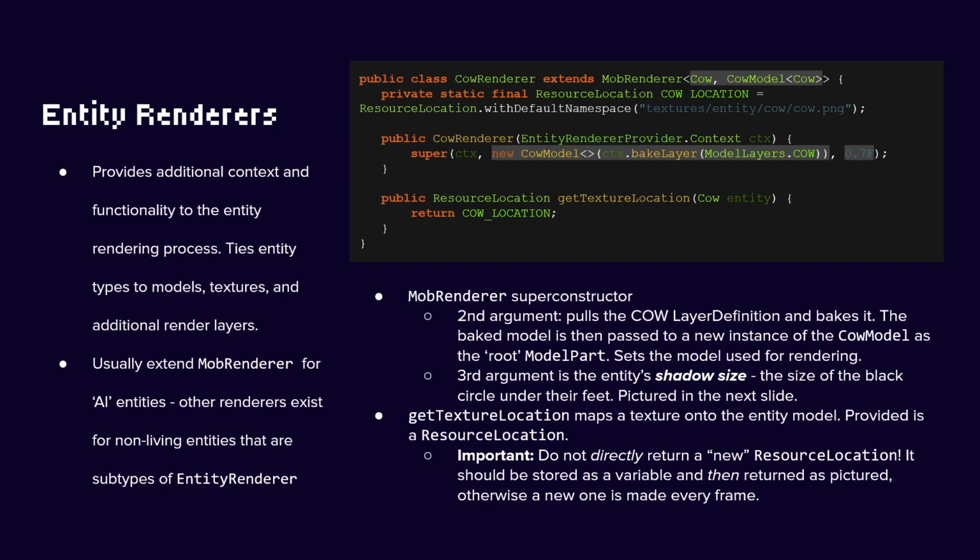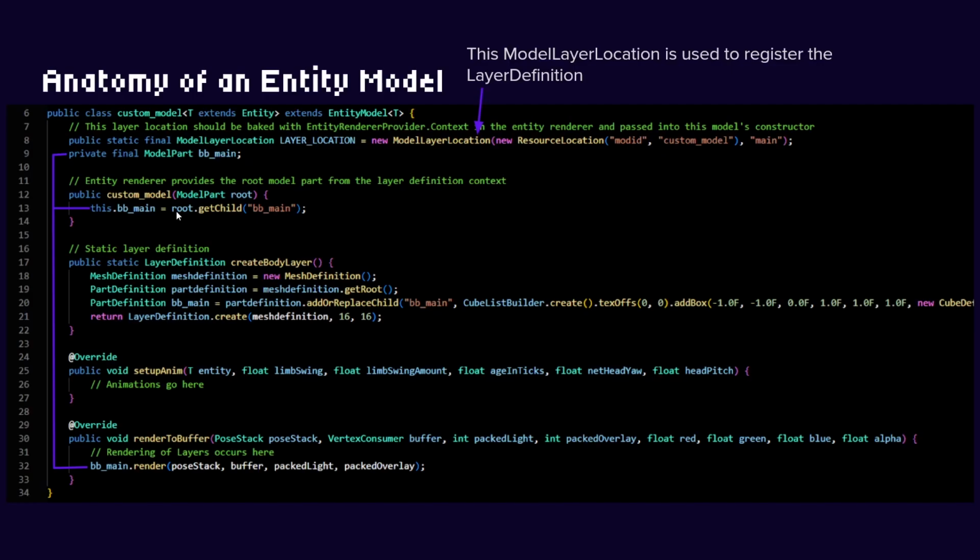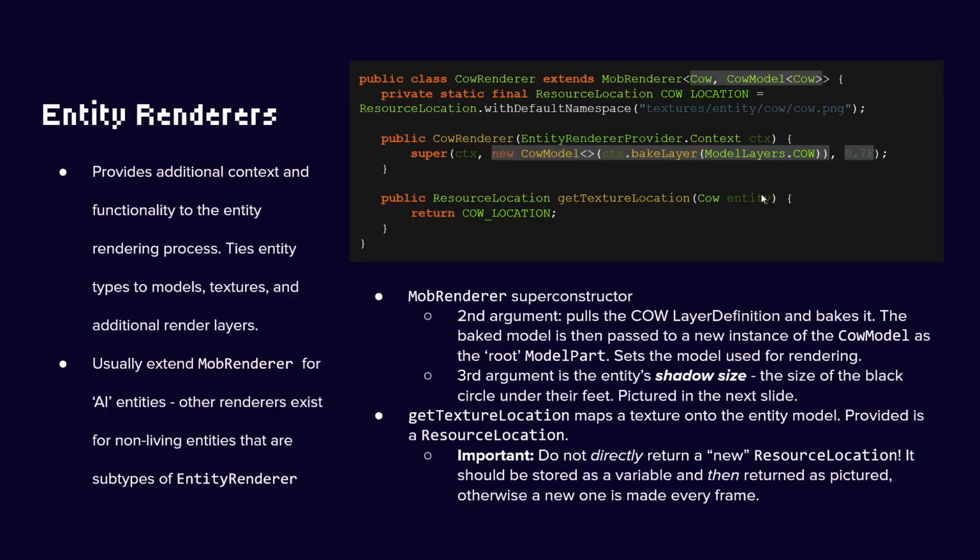So if you look at the constructor there, it's calling super, right? The second argument there is very important. That's what actually tells it what model to use. So we're creating a cow model. This is the cow's renderer. And then providing it the layer definition. Layer definitions in Minecraft are baked. So it provides the model, and then it passes the baked version of the layer definition to it, which creates the model part that we saw earlier. So this model part here is coming from right here.